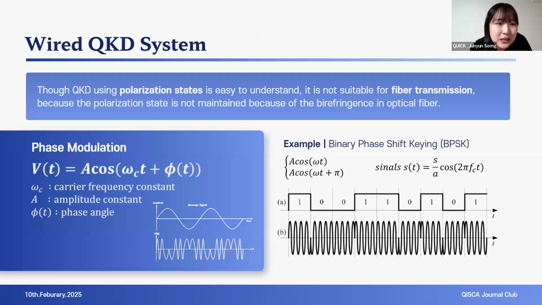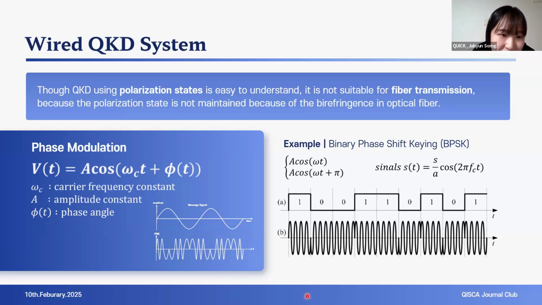QKD using polarization states is easy to understand. It is not that suitable for fiber transmission because the polarization state is not maintained because of the birefringence of optical fiber. So in most cases, we use phase information rather than polarization states. So here's the basic general form of phase modulation. But I think only knowing BPSK is enough for later understanding.